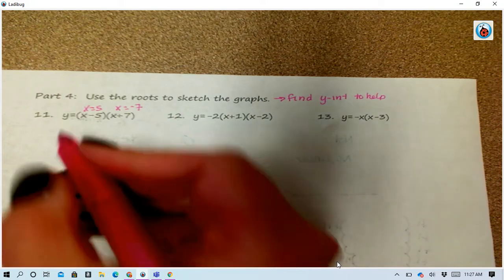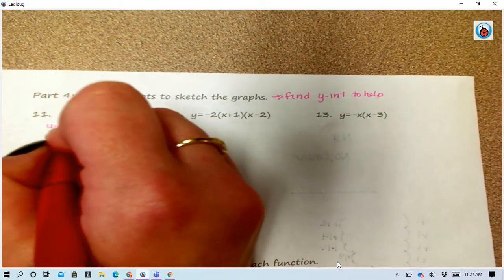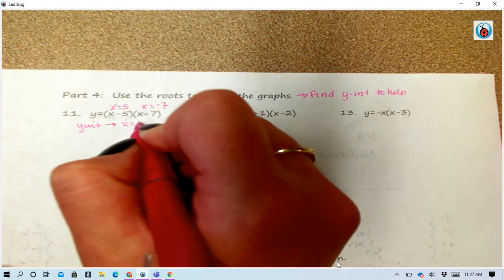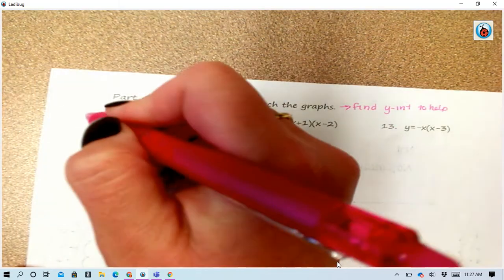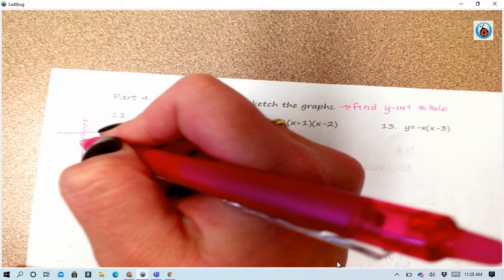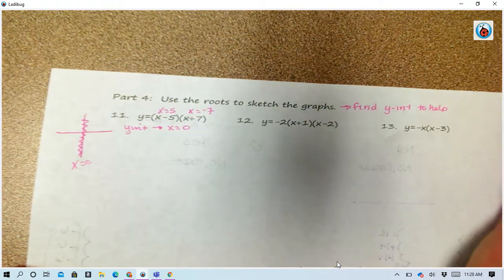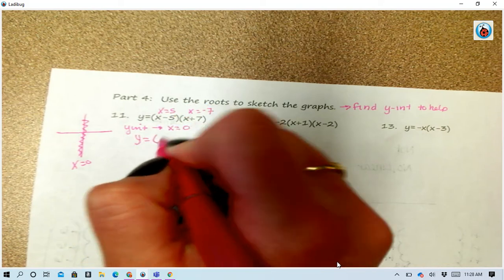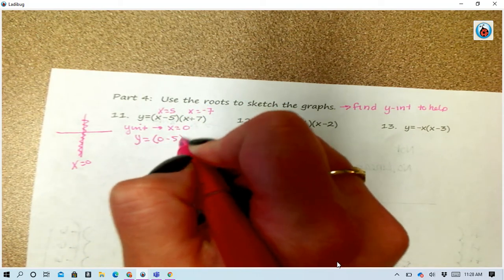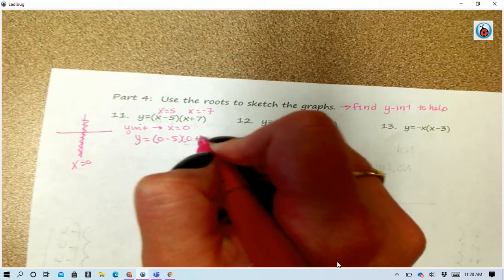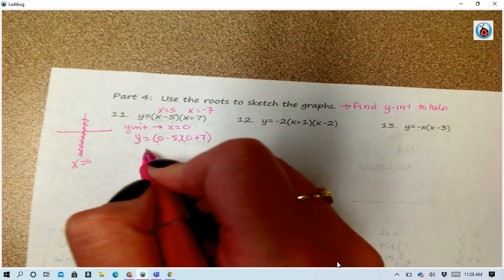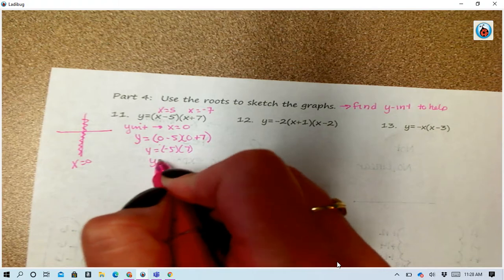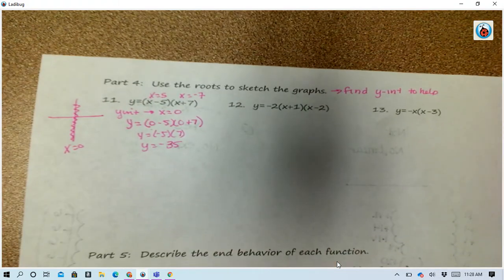Okay, now I'm going to find the y-intercept. In order to find the y-intercept, we did it in the previous set of notes, we are going to plug 0 in for x, because on a graph, if we're crossing the y-axis, anywhere on there is when x is 0. So we're going to have y equals, instead of the x is a 0, minus 5. Instead of the x is a 0, plus 7. 0 minus 5 is a negative 5. 0 plus 7 is 7. So this y-intercept is going to be way down at negative 35.